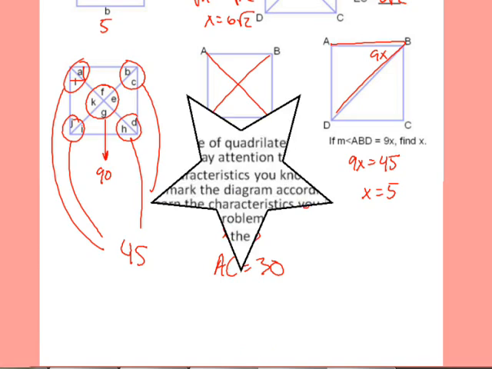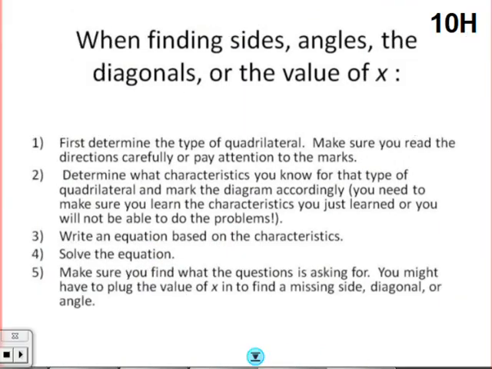Lastly, the last slide is really just a reminder of things that you can do when finding sides, angles, the diagonals, the value of x. Just some reminders. First, to determine the type of quadrilateral. This is a big deal. Okay, the type of quadrilateral, it's a big deal. Make sure you read directions, pay careful attention to the marks.